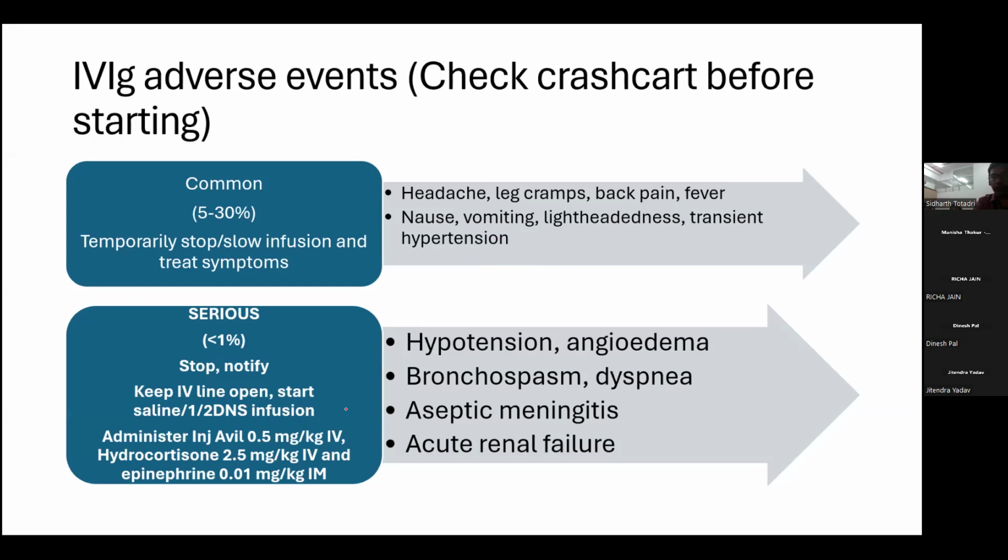This is after all a protein that you're infusing, so the patient can get an anaphylactic reaction. They can go into hypotension, bronchospasm, dyspnea, and in that case you have to stop the infusion, call the doctors immediately, keep the IV line patent and open, start fluid infusion, and you can give Avil and hydrocortisone IV. And remember, when there is an anaphylactic reaction, the preferred way to give epinephrine is IM. So you have to give 0.01 ml per kg IM epinephrine. Other rare side effects are aseptic meningitis and acute renal failure, but usually these are all reversible.